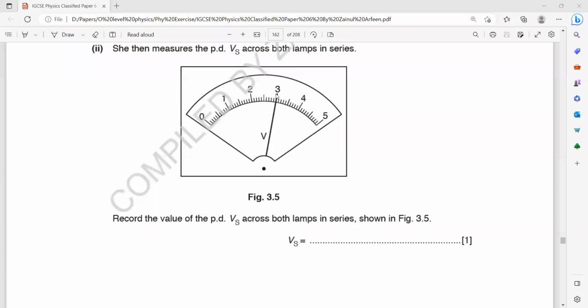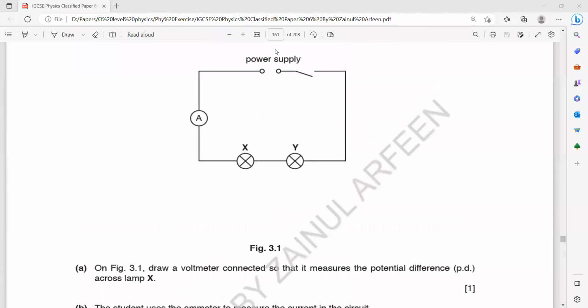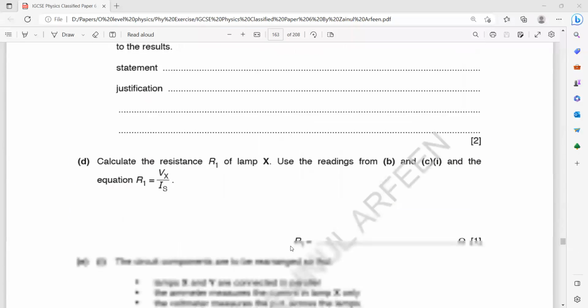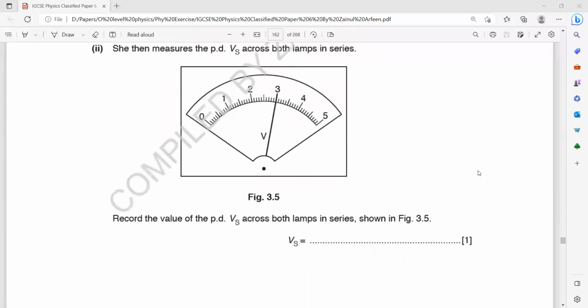Then she measures the potential across both of the lamps in series. To measure the voltage across both of them, she should connect a voltmeter in parallel to the series combination to get the total voltage from X to Y. So what is the voltmeter reading now? So it is 3, but don't write only 3. You should write 3.0. So it should be 3.0. And the unit is volts.